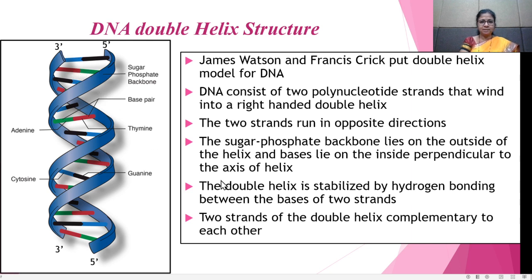The double helix is stabilized by hydrogen bonding between the bases of the two strands. See here, these bases are on the inside of the helix, and these two bases are bonded with each other by hydrogen bonding. See this, all these bases are bonded with this hydrogen bonding. These two strands of the double helix are complementary to each other. In this way, DNA has the double helix structure.